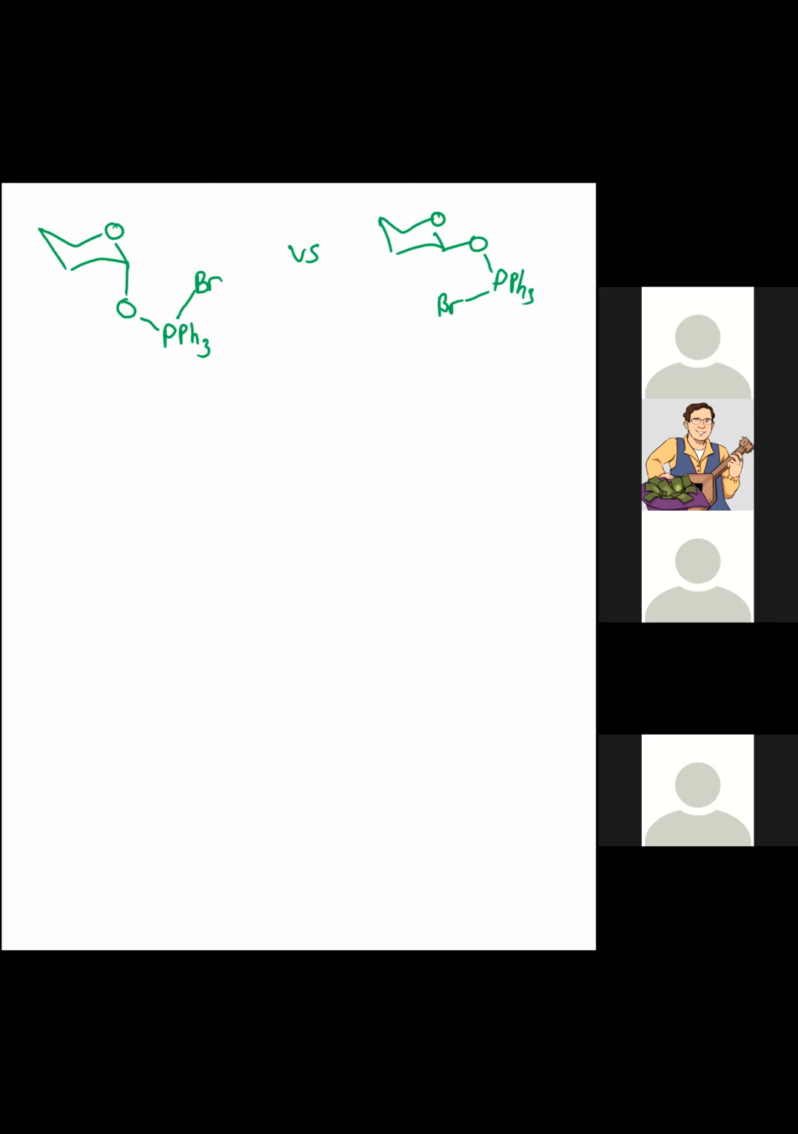If it's positioned alpha, it's going to attack. Like if this is alpha, it's going to attack beta. If this is beta, it's going to attack alpha. So this kind of gives us a clue that for whatever reason, this doesn't happen, because we don't see any beta bromide.